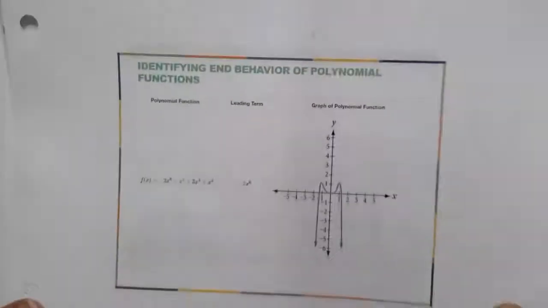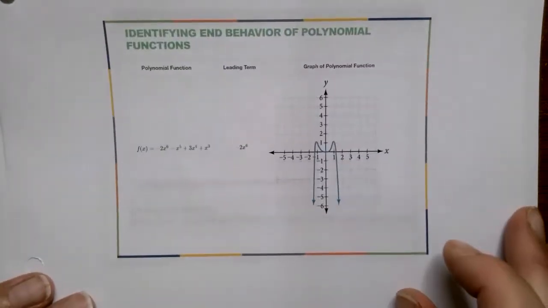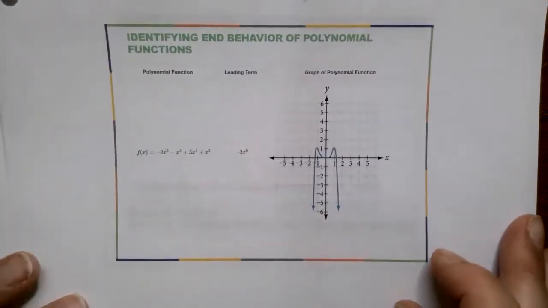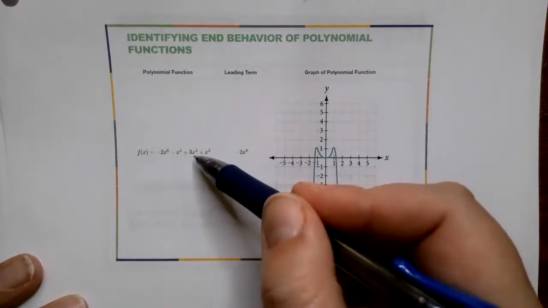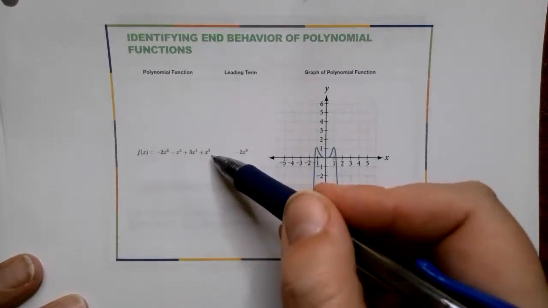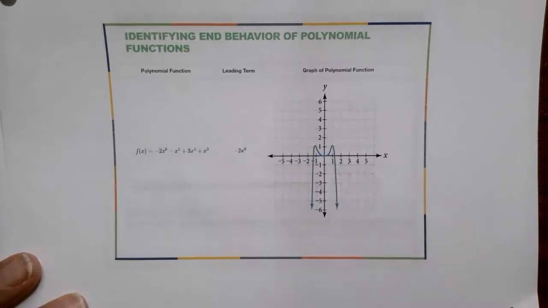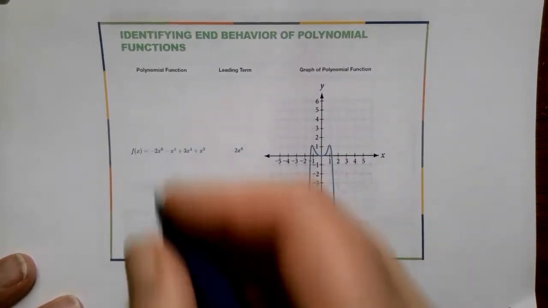So let's take a look at this example. It's -2x to the 6th minus x to the 5th plus 3x to the 4th plus x cubed. I know it's kind of hard to see. I apologize for that, but let me write it down.